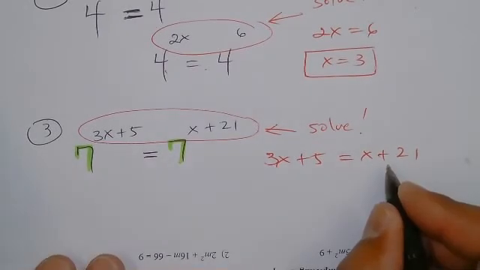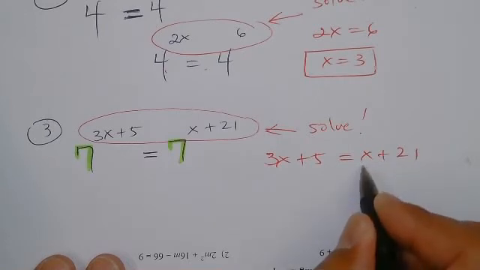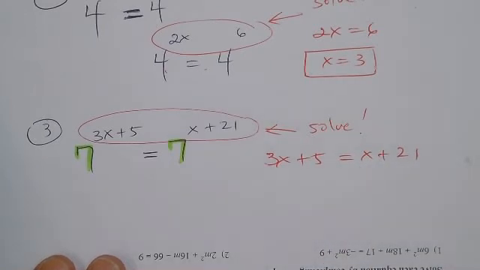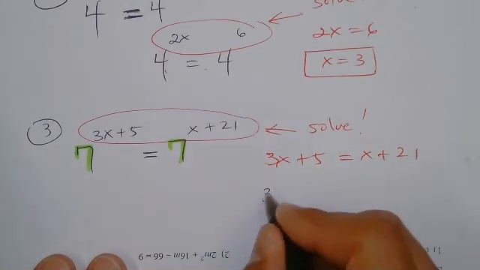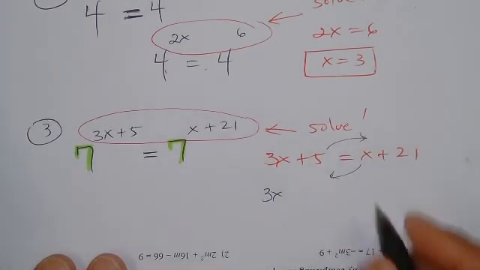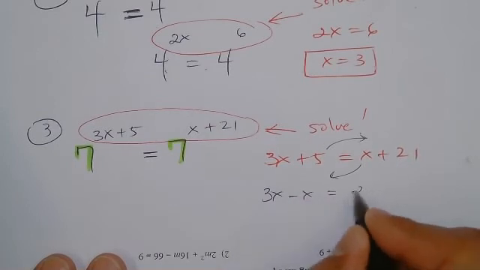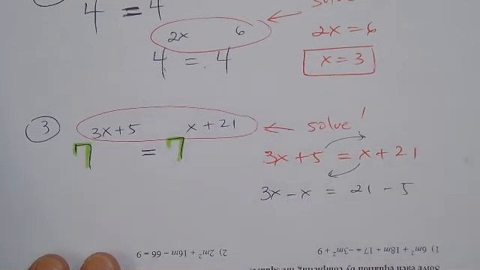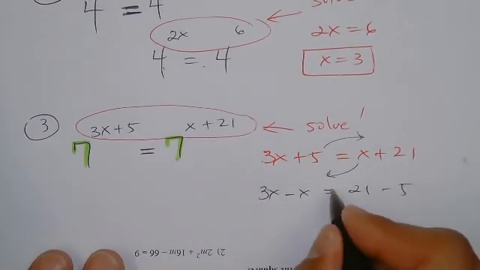Well, that would be, don't you have to move all the variables to one side and all the numbers to the other side? So that would be 3. I'm going to move this positive 5 over there and this x over, right? Redo that. So it would be 3x minus x equals 21 minus 5. Did you guys get that?